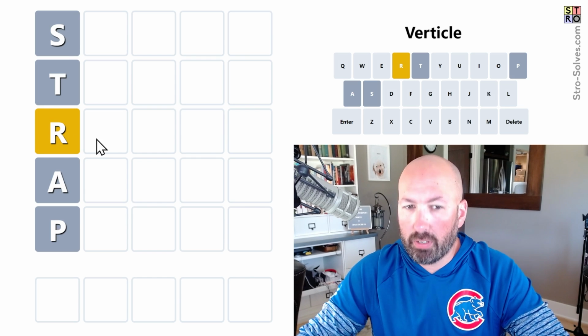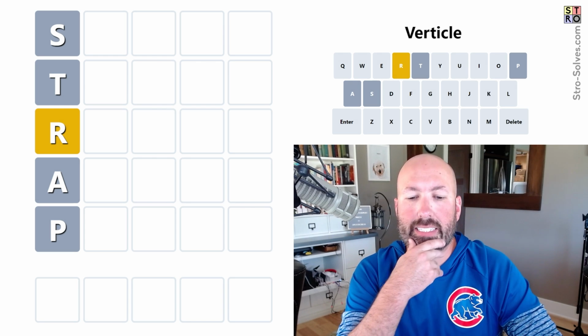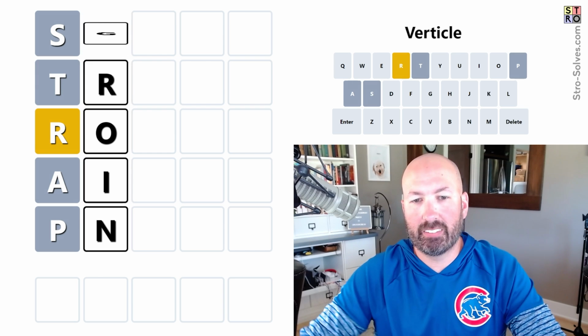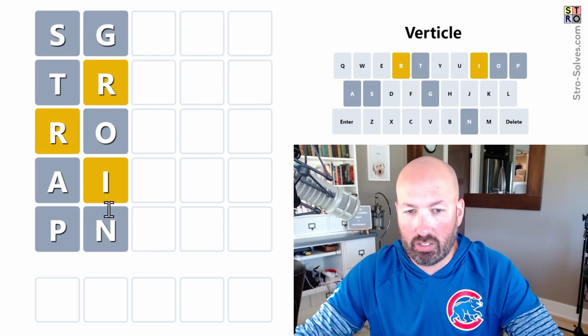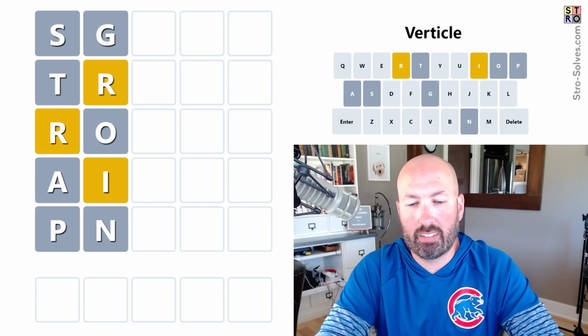Okay, there is an R, but it's not the first letter. The rest of them are not in the word. So we could do groin. That's not too bad. See if the R is second, okay. So there's an R and an I. The R is not first or second. The I is not second.